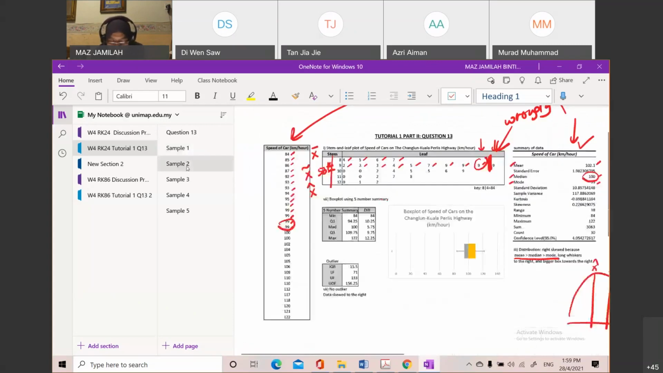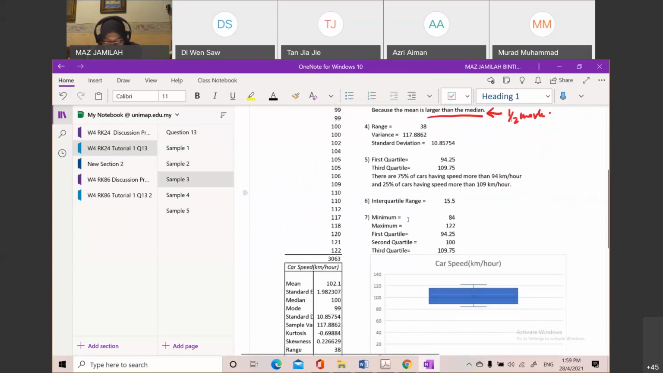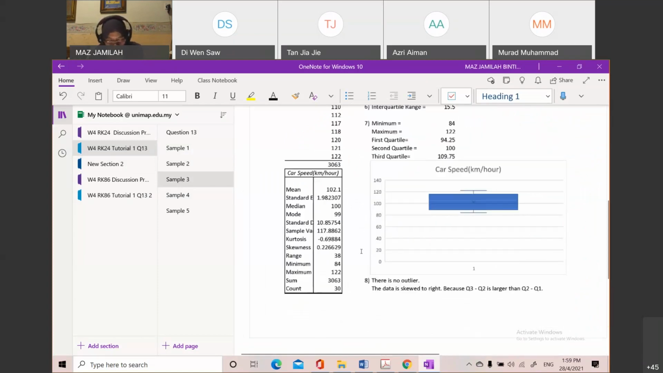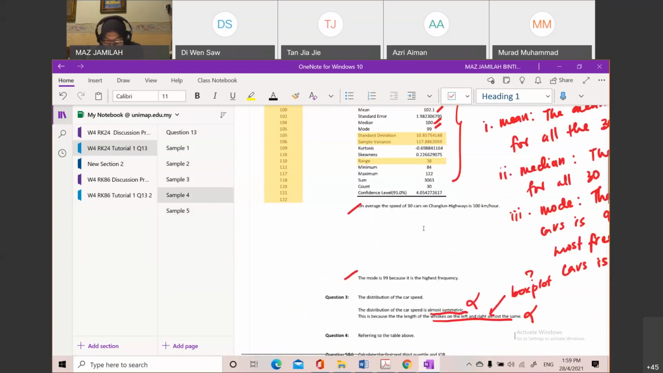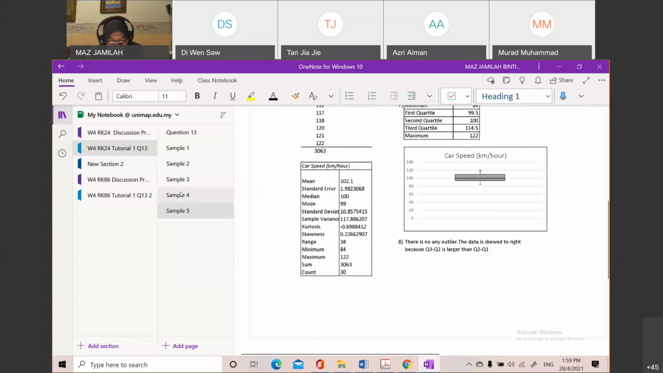Now, let us look at the second sample. I guess everything will be the same. Second sample also using Excel. Third sample also. So here is your third sample, the fourth sample, and then the fifth sample.